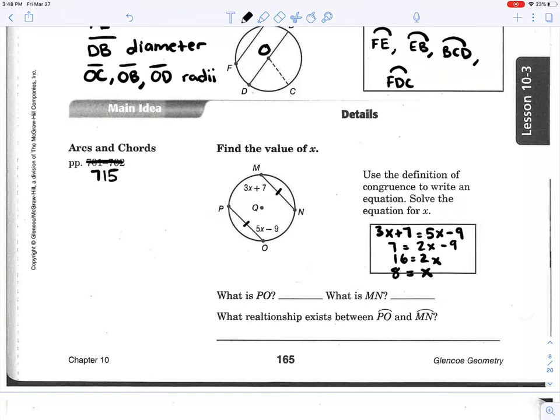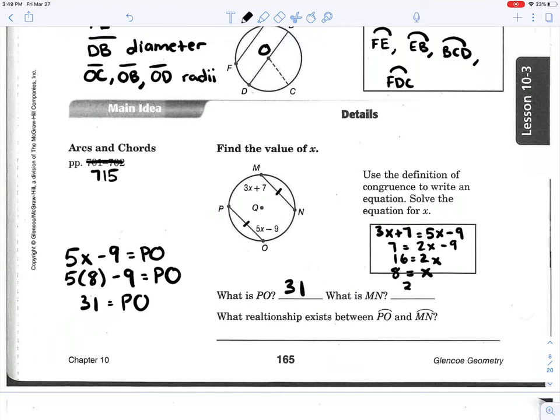So if I wanted to plug it back in, I really only have to plug it back in once, because when I plug it into one equation, it's going to be the same for both since I know that they're congruent. So I'm going to come over here so I have a little bit more room. I say 5x minus 9 is PO, and I found x to be 8. I'll do 5 times 8 minus 9 to find that PO is 31. Now if you wanted to plug it back in, you could plug it into 3x plus 7, but you're also going to find that it is 31.